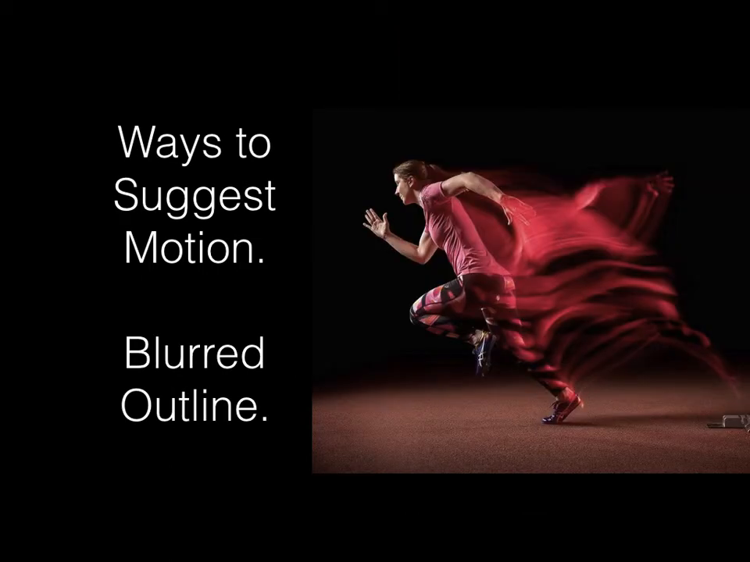Another way to suggest motion is blurred outlines. So in this figure of this runner, we see there's this whole series of motions and blurs behind her, and we can see where she came from and the last action that she had. This is by using an open shutter speed, but it's definitely something that can be recreated in a painting or a drawing. So blurring your outline creates a lot of feeling of motion.